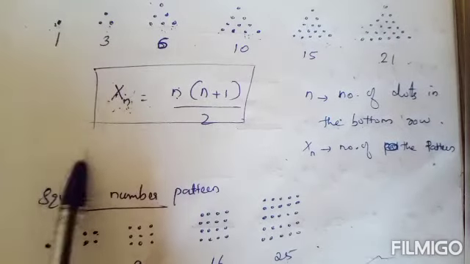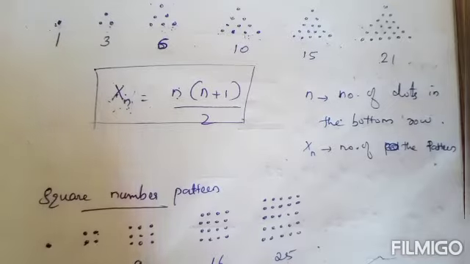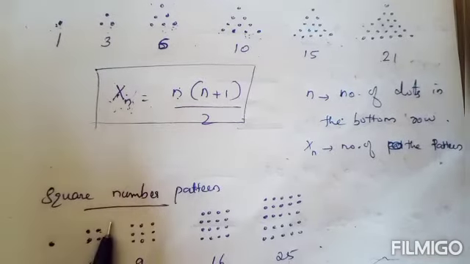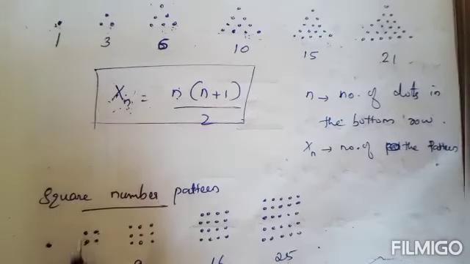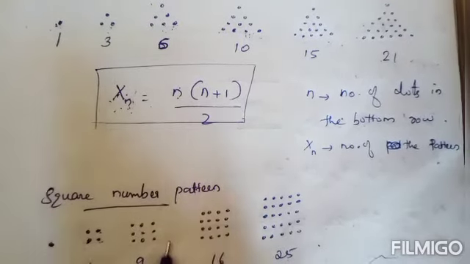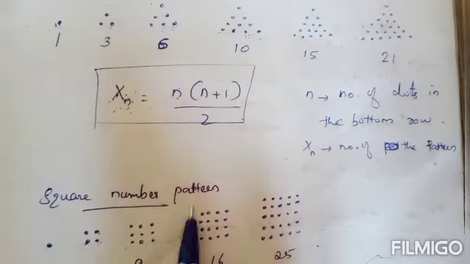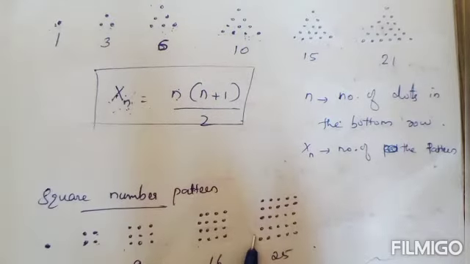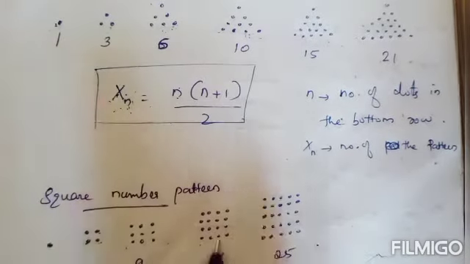In triangular number pattern you get a triangle. Square number pattern will be in the shape of a square. Squares will have an equal number of rows and columns. Here 2 rows 2 columns, 3 rows 3 columns, 4 rows 4 columns, 5 rows 5 columns. This is called a square number pattern.